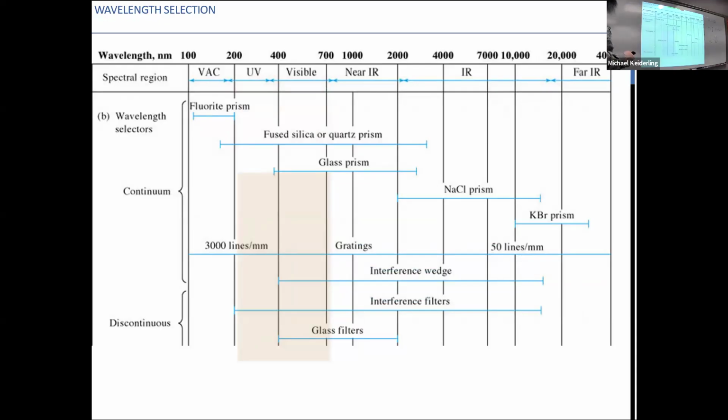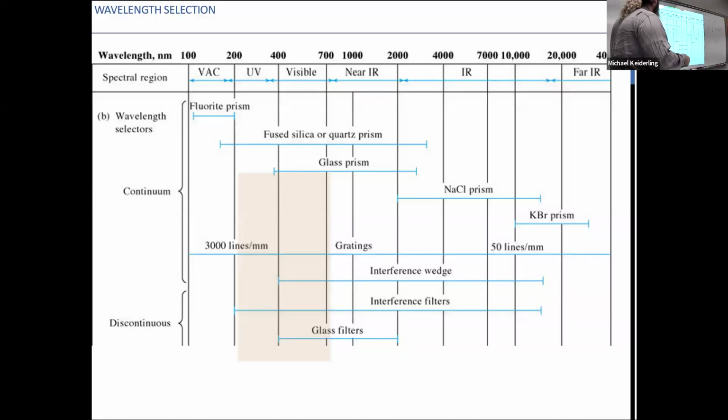Now, for your wavelength selection, you can use a variety of tools. For very short wavelength UV, with vacuum UV, you can use a fluoride prism. For most of the UV, you can use a fused silica or quartz prism. For visible and near IR, you can use a glass prism. For IR, you can use things like a salt prism, NaCl prism. Or for far IR, you might use a potassium bromide prism.